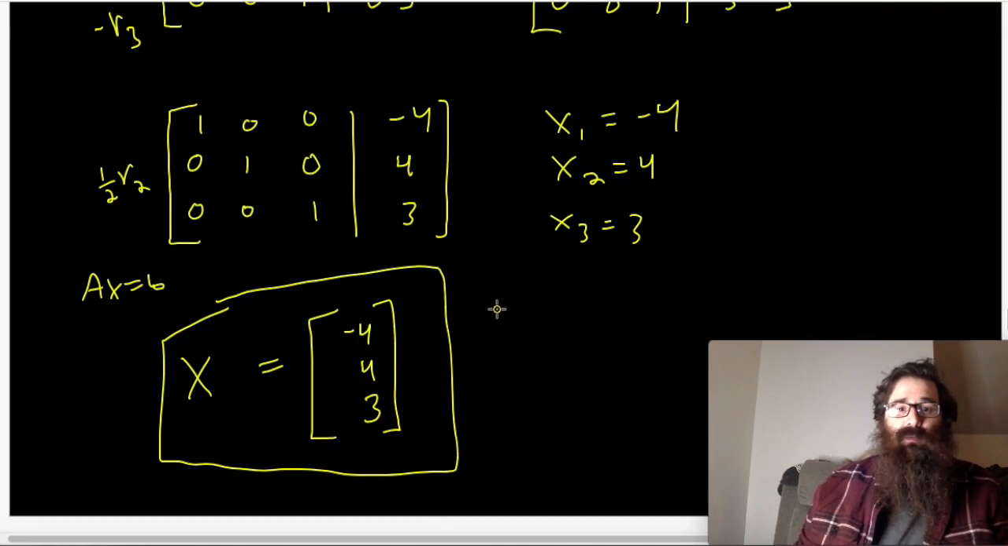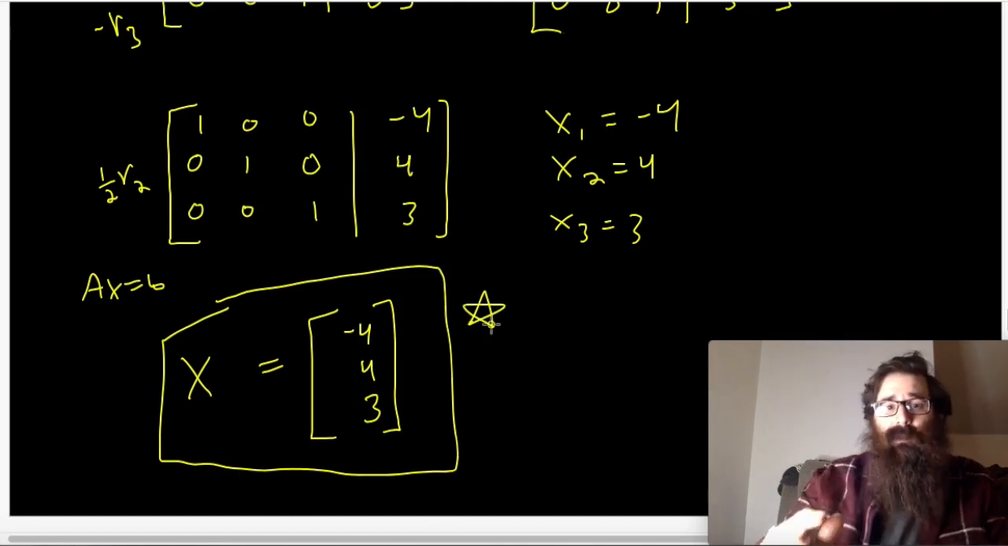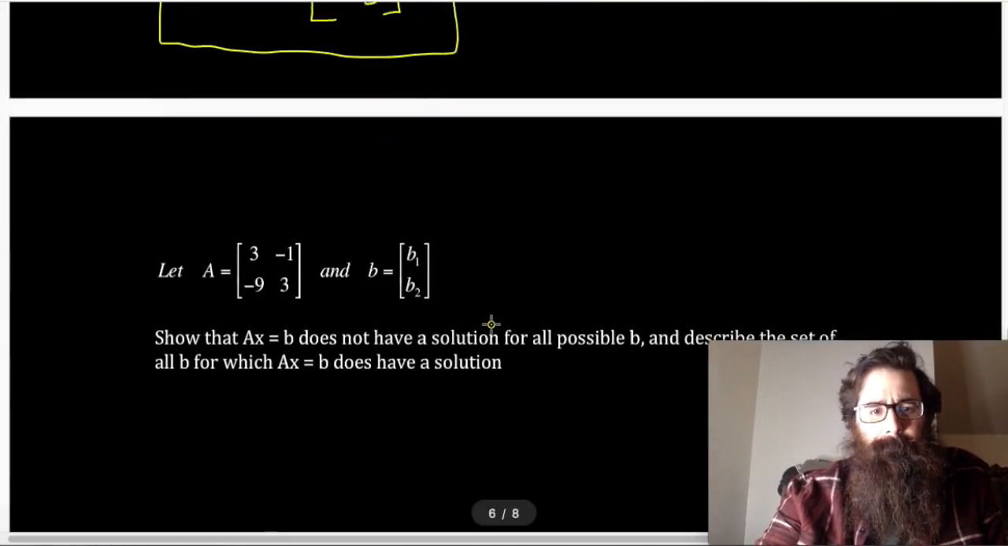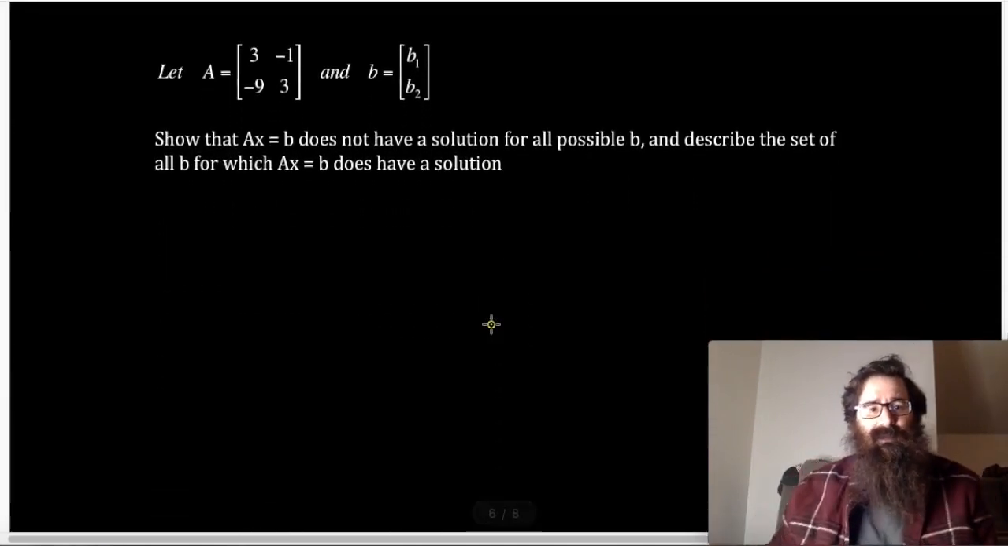And that's my solution written as a vector. Nothing really too crazy about it, but that's how we want to assemble our solution. That's going to be helpful for later on in the course as well. Let's take a look at the following example.